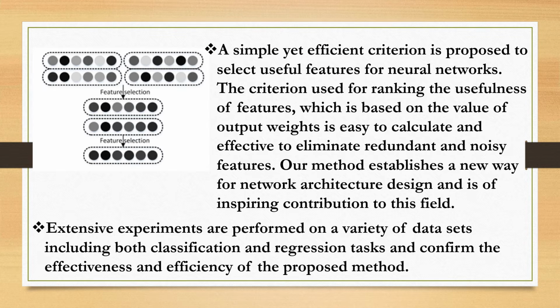A simple yet efficient criterion is proposed to select useful features for neural networks. The criterion used for ranking the usefulness of features, which is based on the value of output weights, is easy to calculate and effective to estimate redundant and noisy features. Our method establishes a new way for network architecture design and is an inspiring contribution to this field. Extensive experiments are performed on a variety of data sets, including both classification and recognition tasks, and confirm the effectiveness and efficiency of the proposed method.